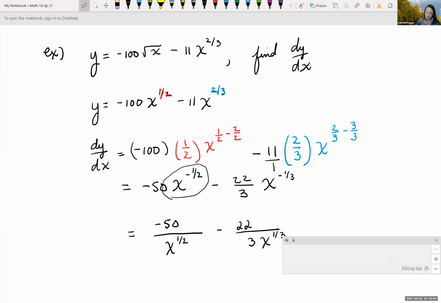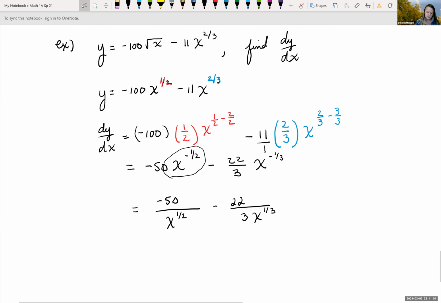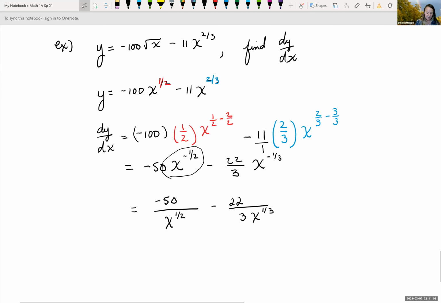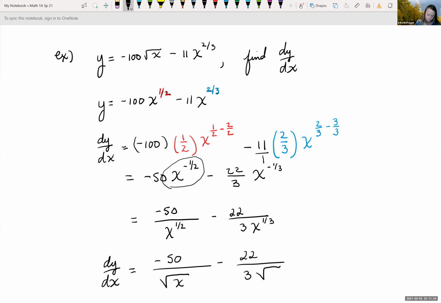Depending on how it's asked, how to write it, this one's a little funky because it has both rational exponents and it has radicals. So to rewrite it, I'm not sure how they would want it, but let's just rewrite it to get used to it as a radical in both cases. So we have negative 50 all over x to the 1/2. That's the same thing as the square root of x. Minus 22 all over 3 times x to the 1/3. The denominator is what root you're taking. So we're taking the 3rd root of x.